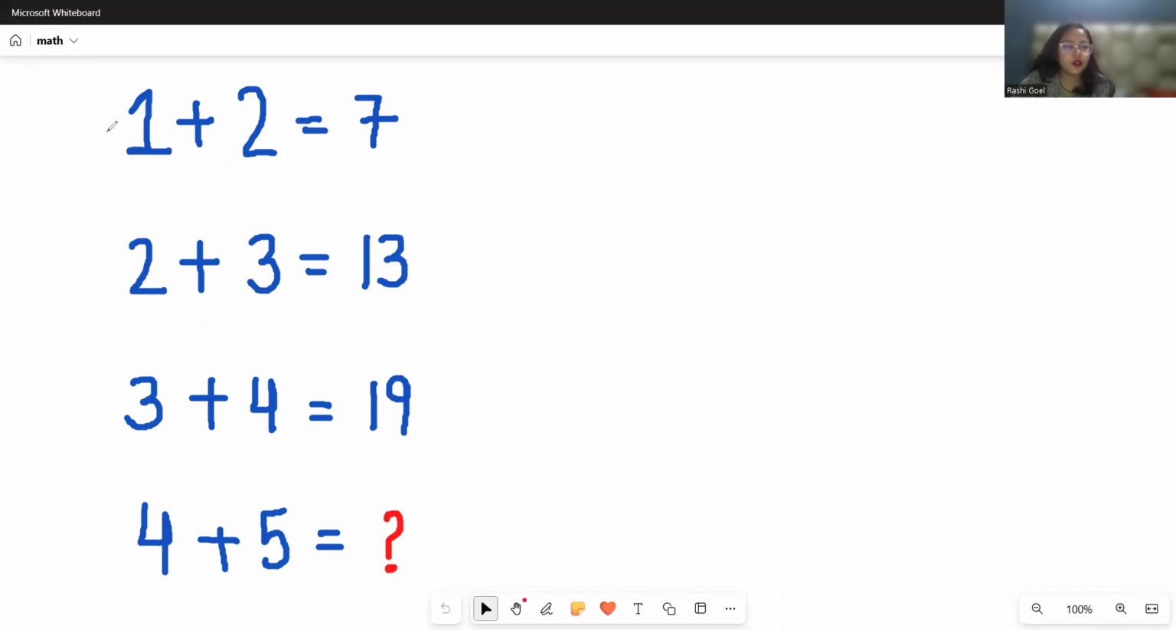Everyone, we are going to solve this puzzle. If 1 plus 2 is 7, 2 plus 3 is 13, 3 plus 4 is 19, then 4 plus 5 is what? So let's solve this.